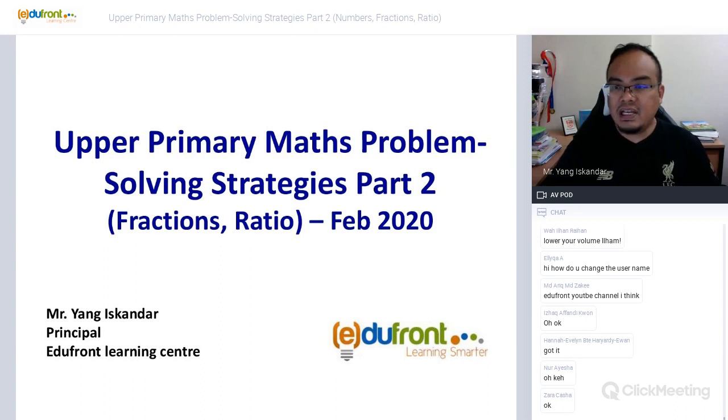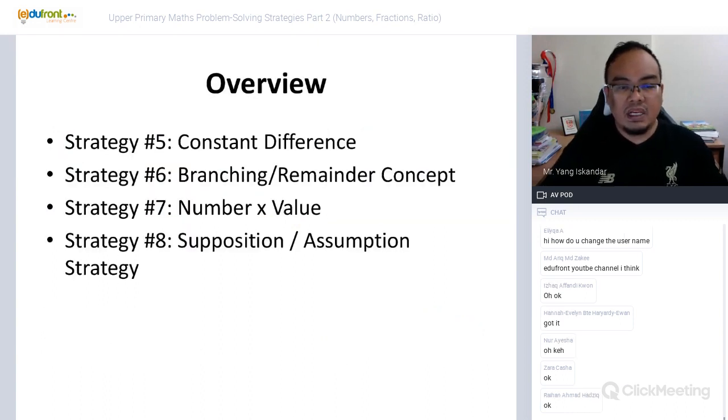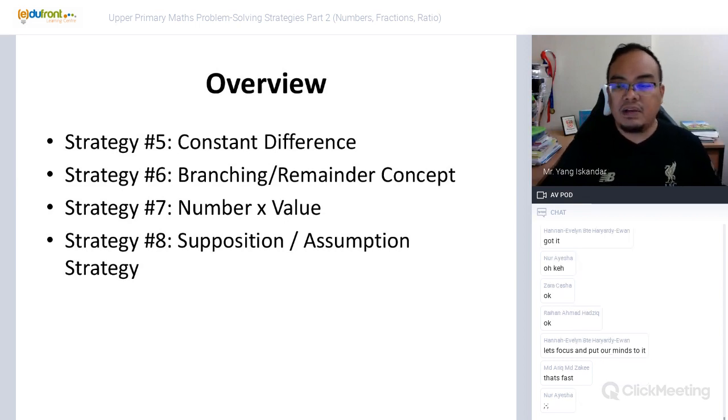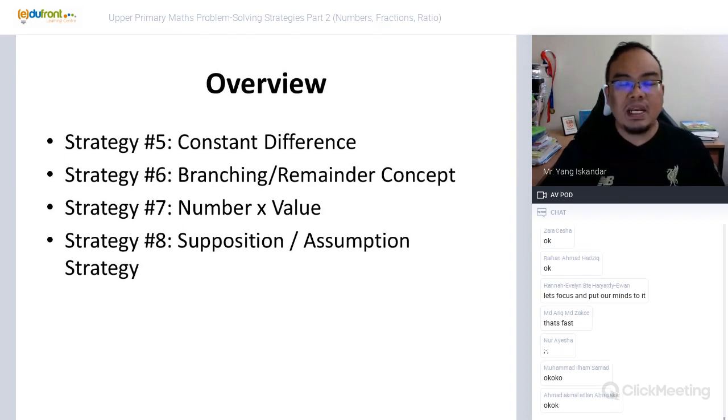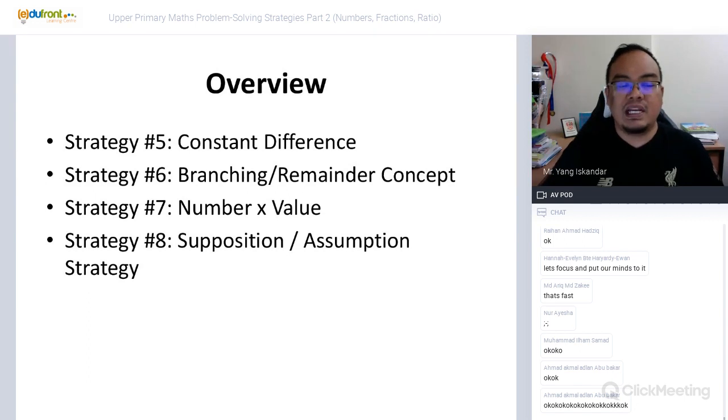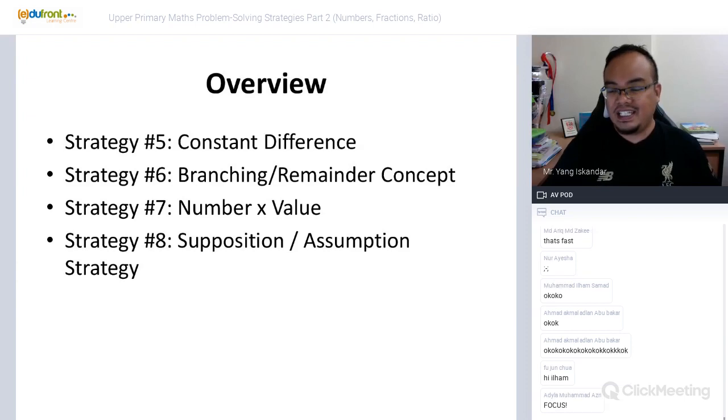All right, let's start. So in today's lesson, we are going to continue with four more strategies. Yesterday we learned 4 strategies, so today we are going to learn 4 more. Strategy number 5 is called constant difference. Strategy number 6, the remainder concept or the branching method. The branching method is a very, very powerful method. Strategy 7, number times value. Strategy 8 is called the supposition or the assumption strategy.